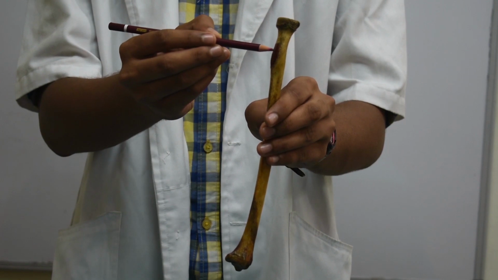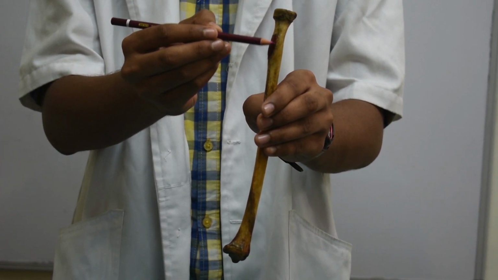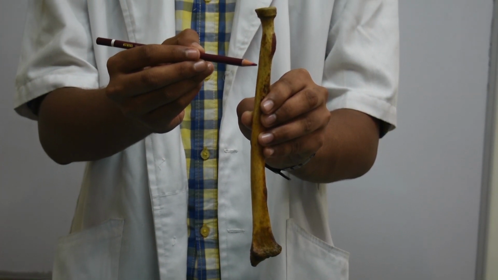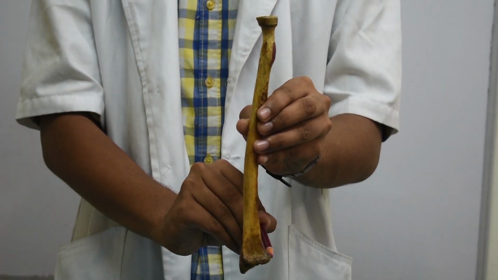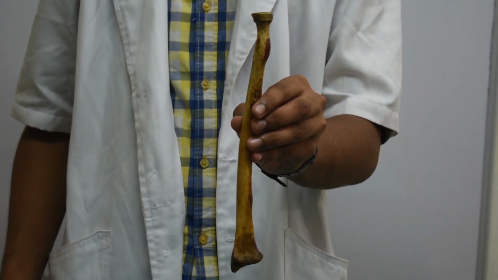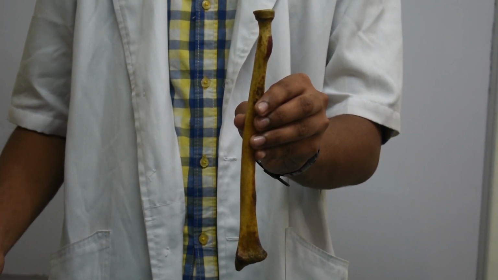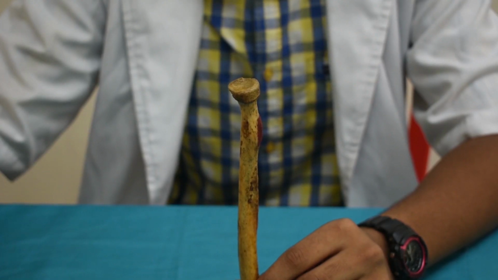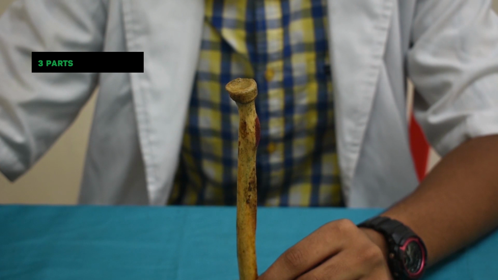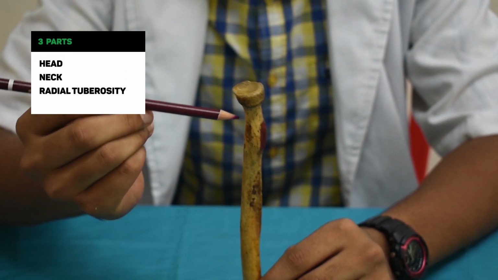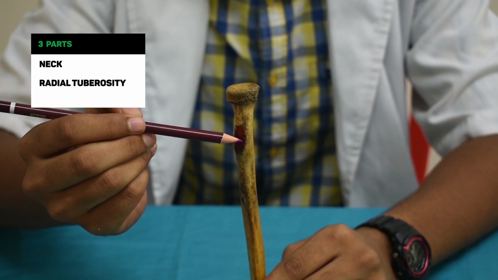The radial tuberosity or bicipital tuberosity should be pointed medially and the ulnar notch also pointed medially, so that we can say that this radius is the radius of the right forearm. The upper end of the radius consists of three parts. They are the disc-shaped head, the neck as well as the radial tuberosity.